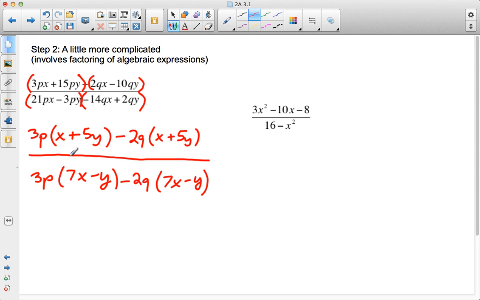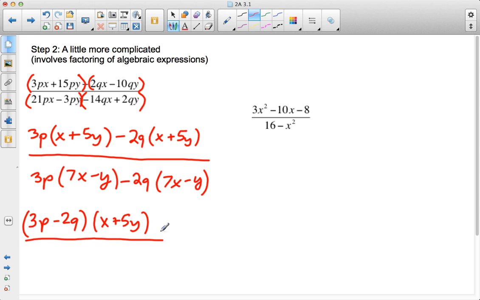If you remember the work that we did from factoring and expanding polynomials, we can see that I have 3p times x plus 5y minus 2q times x plus 5y. So what that means is I can rewrite the numerator as 3p minus 2q times x plus 5y.